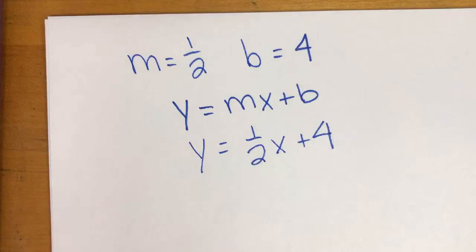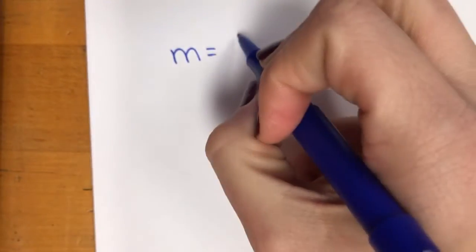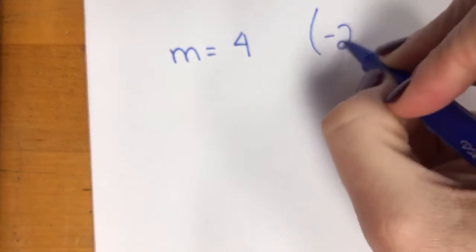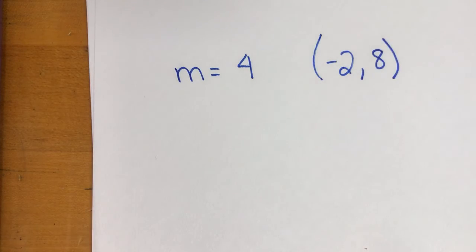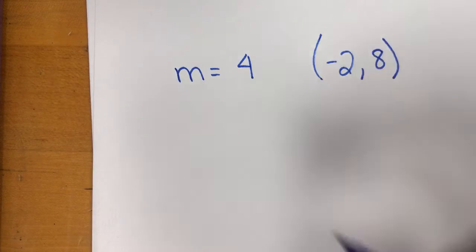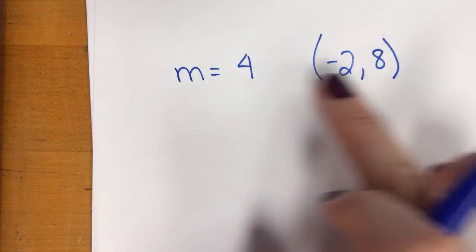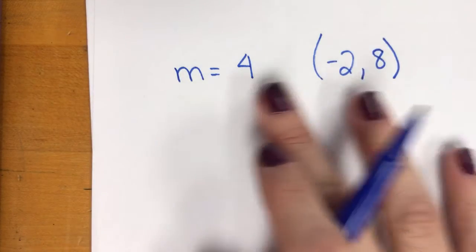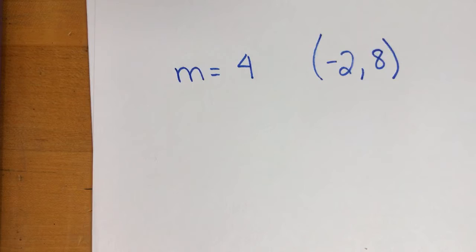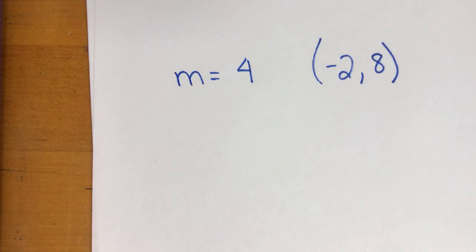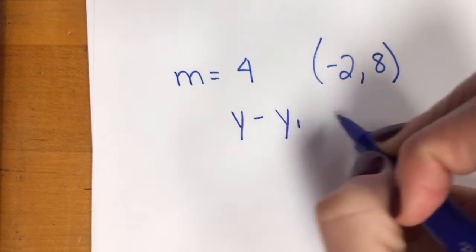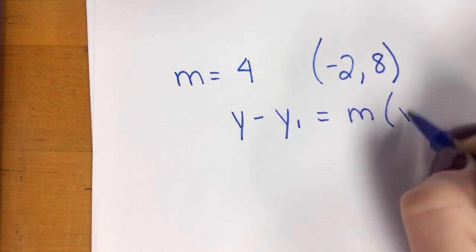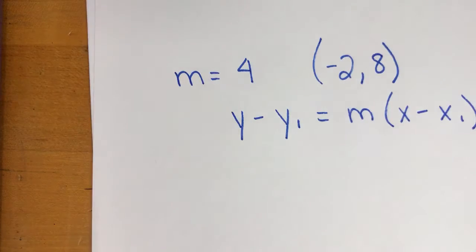Okay, we should also be able to write the equation of a line if we are given a slope and a point. So if I say m equals 4 and our point is (-2, 8). Now those formulas are given to you on your check, but you need to know that you're looking for the point slope formula, right? We're given a point and we're given a slope, so that means that we need to use the point slope formula. That point slope formula says y minus y sub 1 equals m times x minus x sub 1.